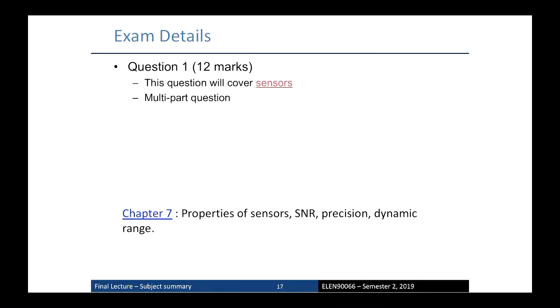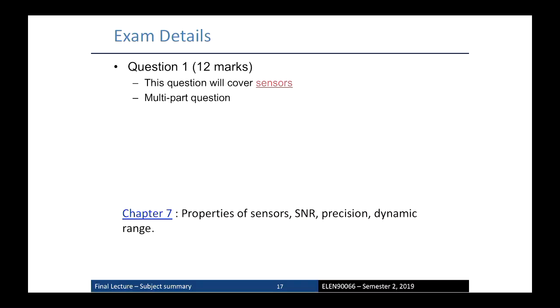Okay, so let's go into details of what's on the exam. That first 12-marker question, guess what it's on? It's on sensors. Big part of embedded systems, right? Reading data from the real world. It's a multi-part question. And on the practice exam, I've got a similar styled question, and it actually is question 1 as well. So it's very similar.